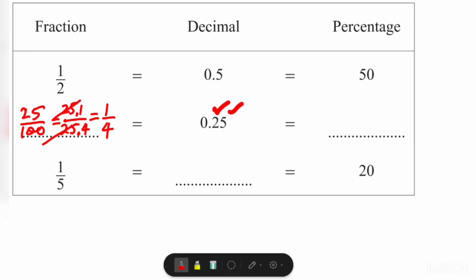Decimal form is 0.25. And what is its percentage? Percentage is evident from here. 25 by 100 means 25%. So after that is 1 by 5.